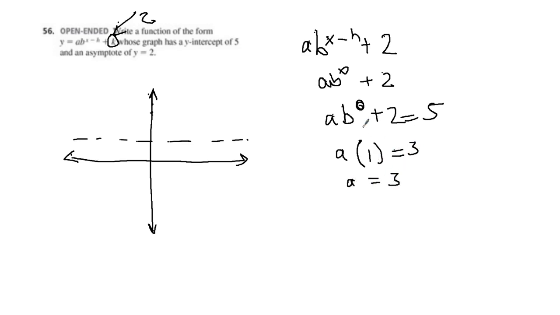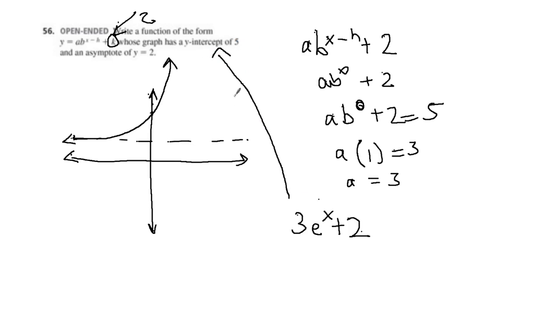So let's give b a number. Let's do e. Okay, so 3 e to the x power plus 2. That function looks something like this, right? And it fits the criteria. It has a y-intercept of 5 and an asymptote at y equals 2. That's going to be it. You can replace e with anything for today's lesson.